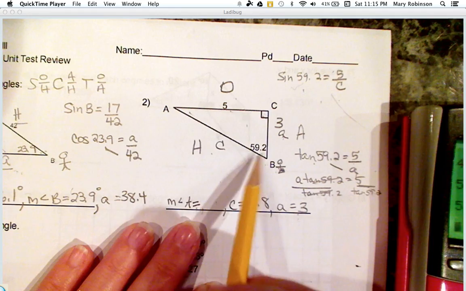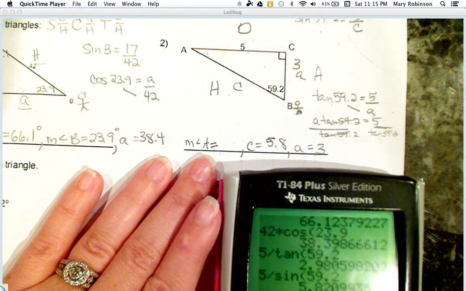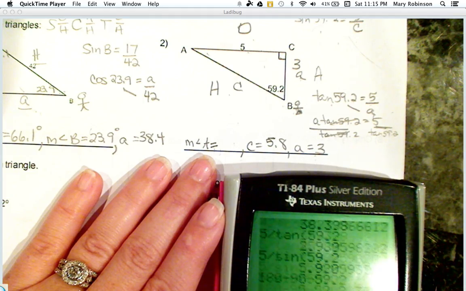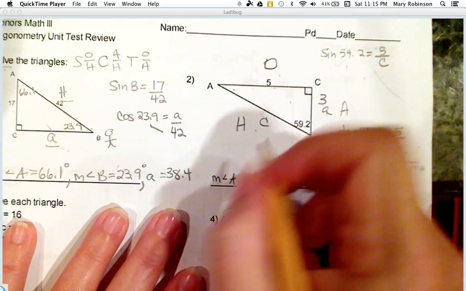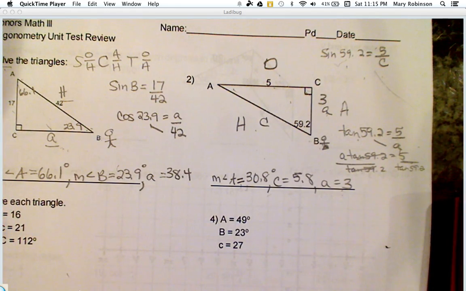Lastly, we want to find the measure of the third angle. So I'm just going to take my 180, subtract my 2 angles that I know, and I get 30.8 degrees. Alright, so now I've solved that triangle.